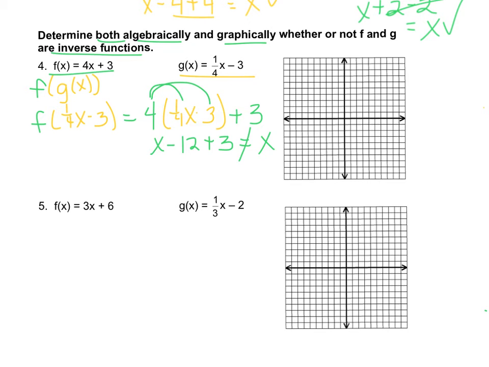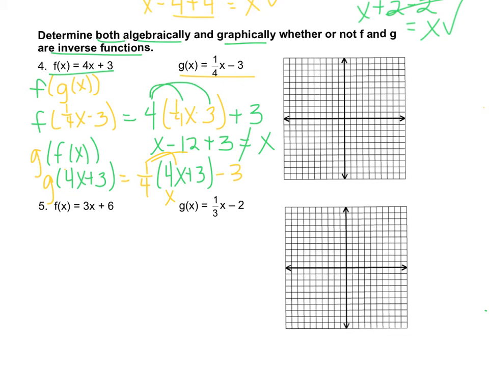So if we do g of f of x, my input is function f, which is 4x plus 3. So I have 1/4 replacing x with 4x plus 3, and then minus 3. So when we distribute, we get x. That's going to give me 3/4 minus 3, which does not equal x there. So we know algebraically it doesn't work, which means graphically it shouldn't work either, but let's just double check.